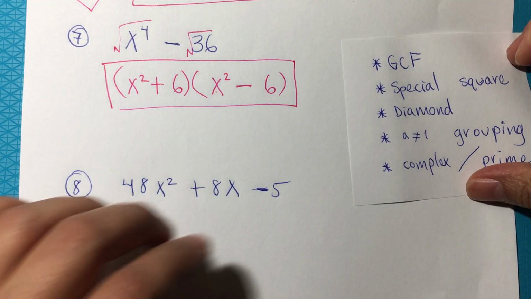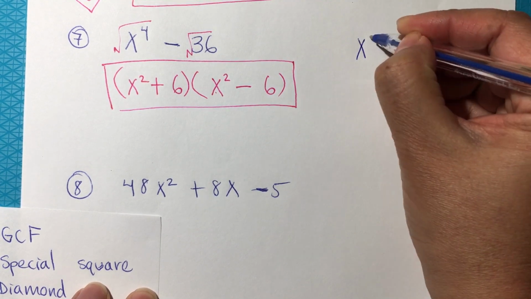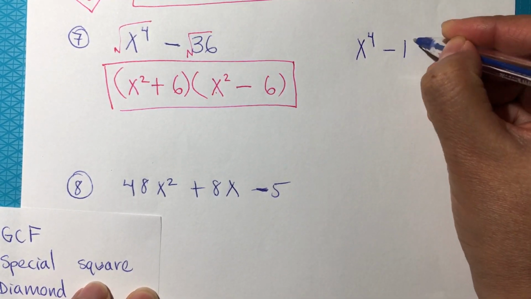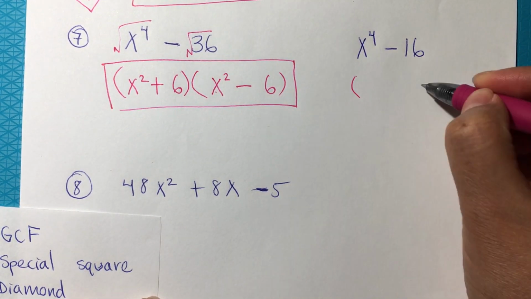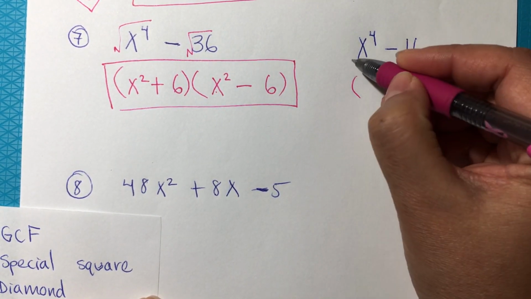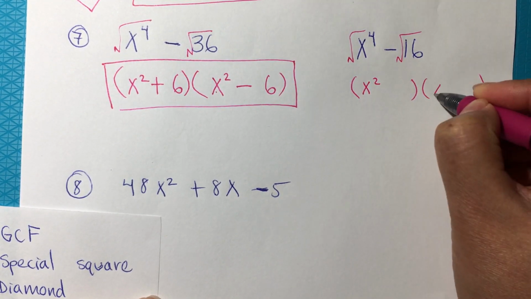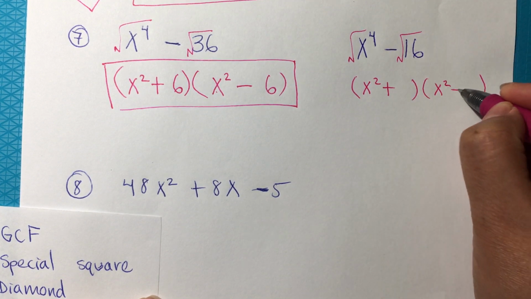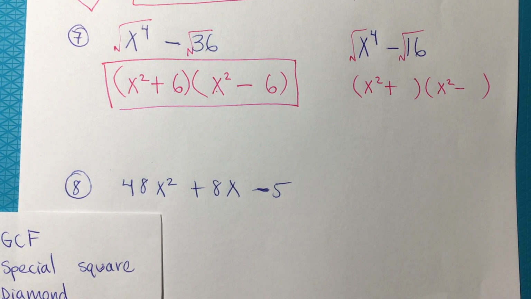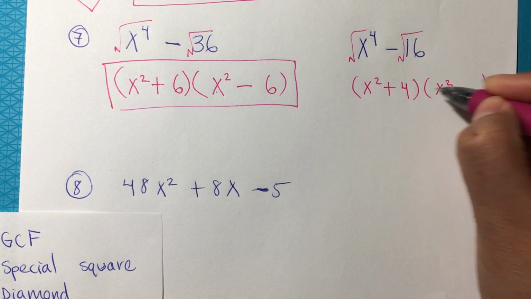But let me show you a different case. Let me write an extra one in here. If we had x to the 4th minus 16, what you would do is the same thing. We take the square root of the first and last terms. We put x squared, x squared. And then plus minus, because it's a special difference, right? Special square. And then the square root of 16 is 4 and 4.